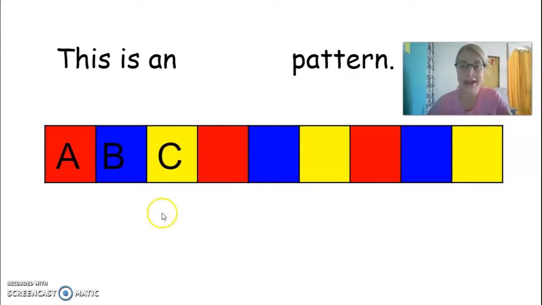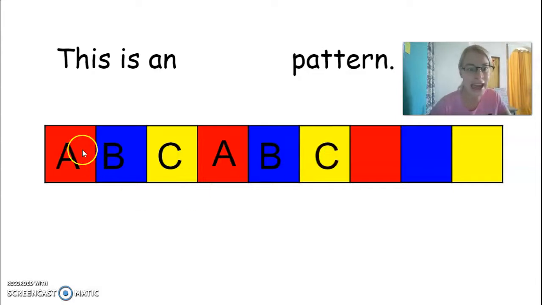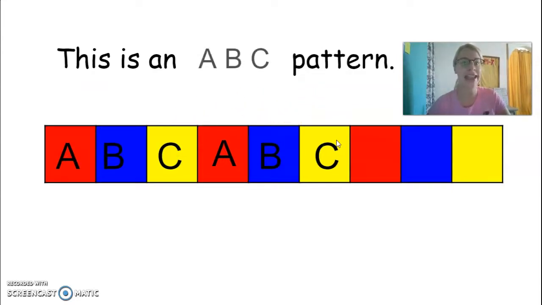Okay, red, we know that's A, we've seen it already. Blue, we know that's a B, we've seen it already. Yellow, we know that's a C, we've seen it already. And now we've seen the whole cell repeat one time through. ABC, and then again, ABC. So we can say that it's an ABC pattern.